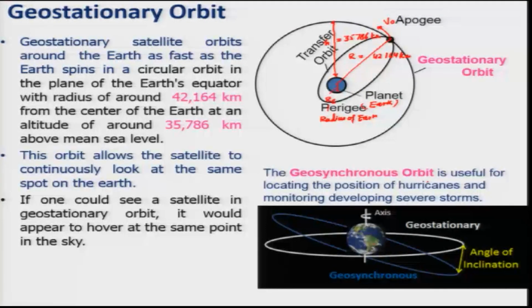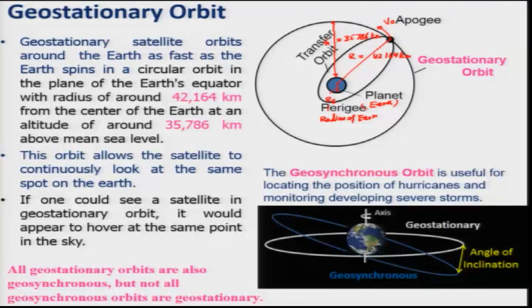The geosynchronous orbit is very useful for locating the position of hurricanes and monitoring developing severe storms around the globe, in various regions depending on your interest, and therefore geosynchronous orbit is being used profusely. And keep in mind that all geostationary orbits are also geosynchronous, but not all geosynchronous orbits are geostationary. That you should keep in mind.